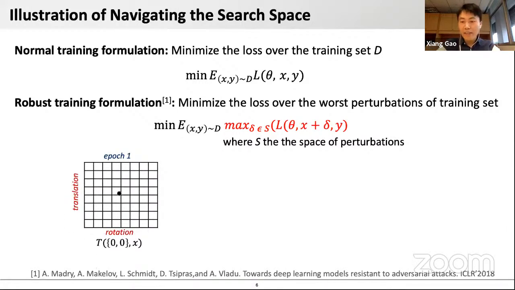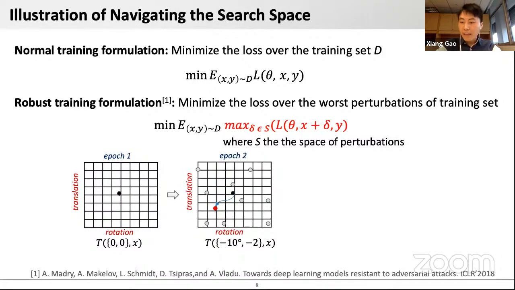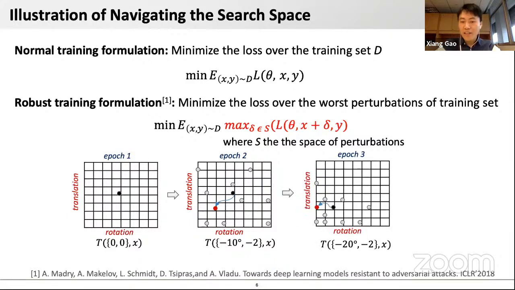Here is an example with two transformations, rotation and translation. In the first epoch, we train a model using the original image. From the second epoch, we first generate a set of perturbations and select the worst one with the highest loss. The selected perturbation will be used to train the model in the second epoch, and also it will be used as the seed image in the third epoch. This process continues until we can train a robust model.